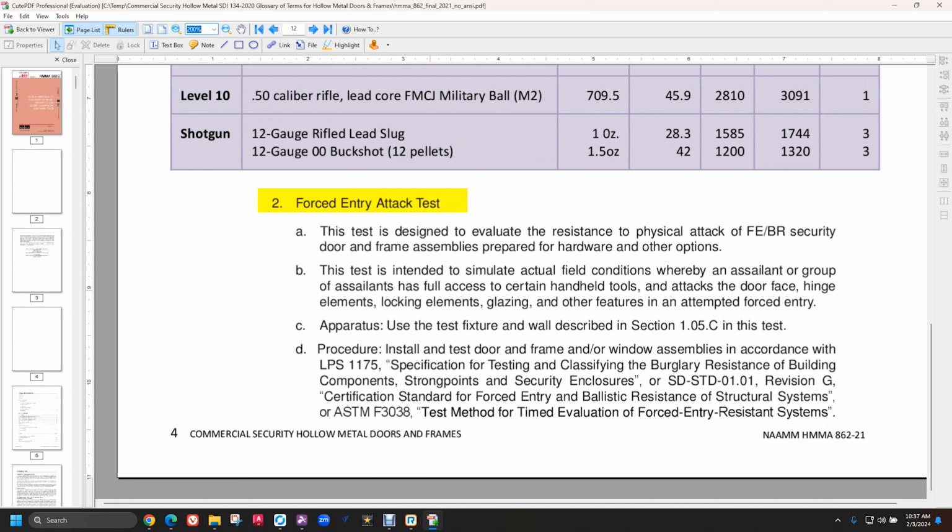attack test. This test is designed to evaluate the resistance of physical attack of FEBR security door and frame assemblies prepared for hardware and other options. The test is intended to simulate actual field conditions whereby an assailant or group of assailants has full access to certain handheld tools and attacks the door face, hinge elements, locking elements, glazing, and other features.